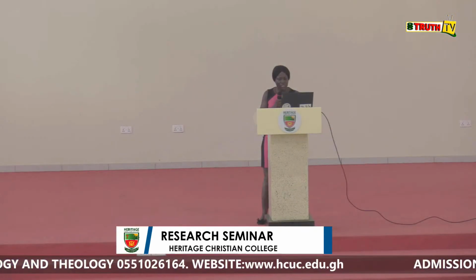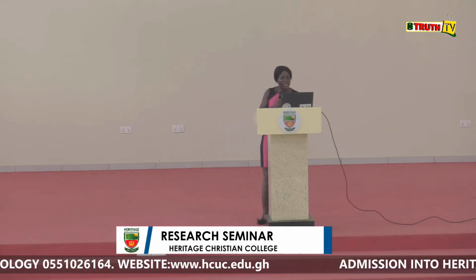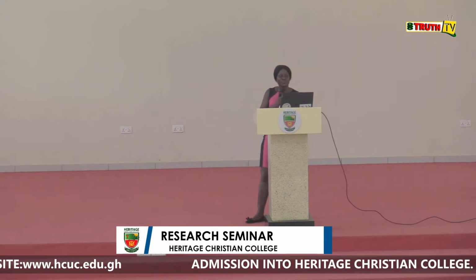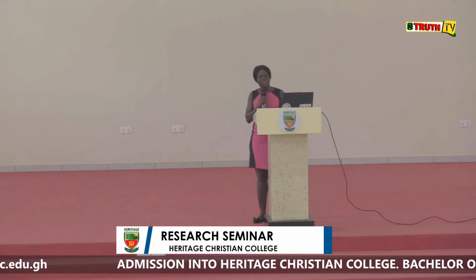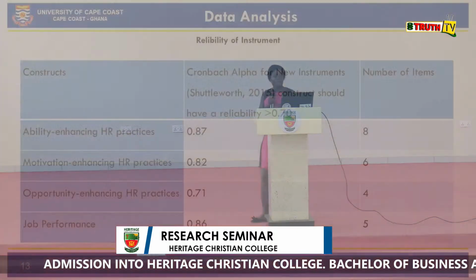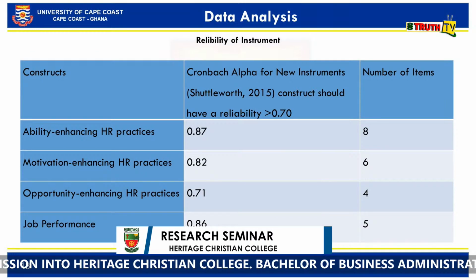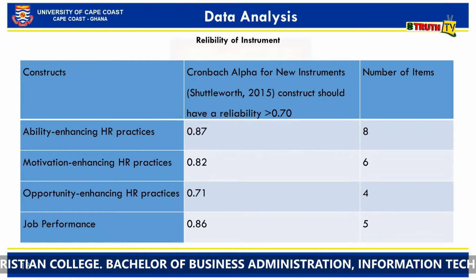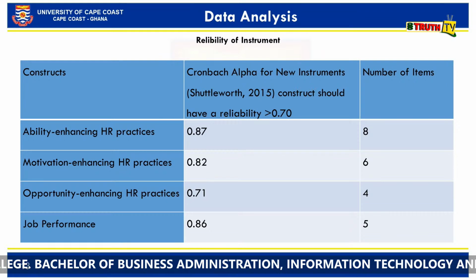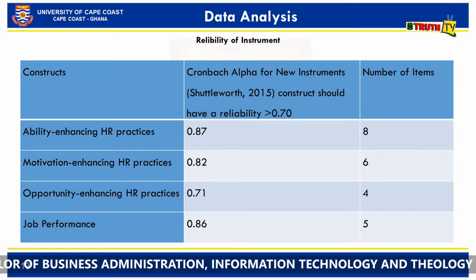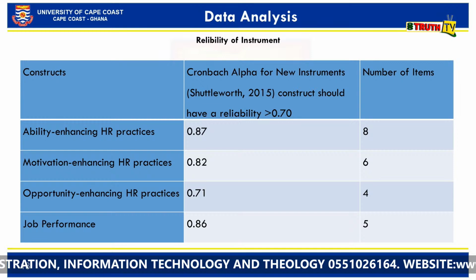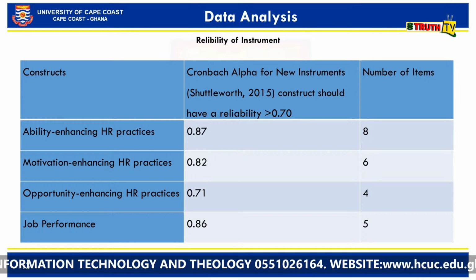Okay, and I did my reliability test of the instrument. For the ability enhancing HR practices, they all met the threshold. According to Shuttleworth 2015, an instrument should have 0.70, and all my instruments had that. After that, I did factor analysis to make sure that the questionnaire items are not loading on the other. And these are my results, my correlation analysis.